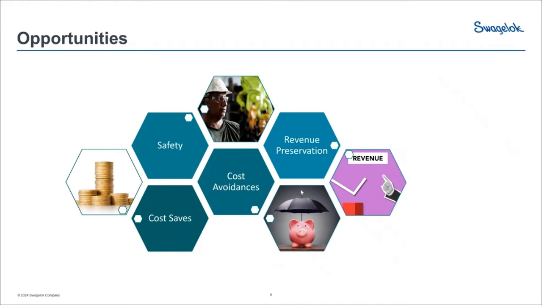Now, revenue preservation is another key area of opportunity. This is a failure to realize your revenue while a critical system like a gas distribution system is down. Think of the lost opportunity when you have a major outage to perform an emergency repair.